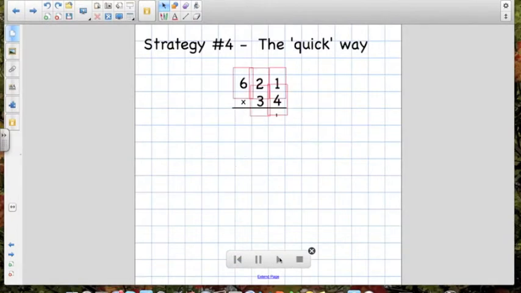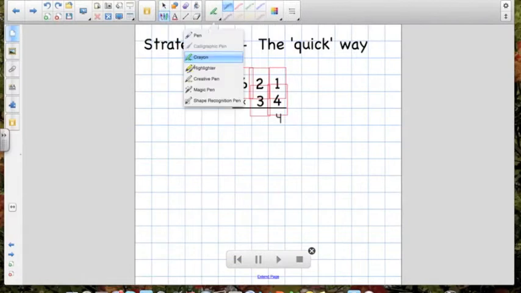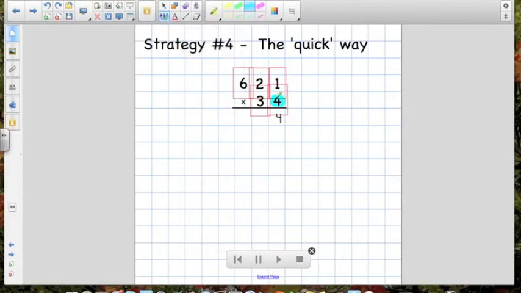Let's take a look at the very last way. This is kind of the quick way that we like to talk about. Set it up on grid paper, and the first thing you're going to worry about is just that digit 4. You're not going to worry about the 3. You're going to pretend like it doesn't exist for right now, and then we will come back to it. So the first thing you do is 621 times 4. 4 times 1 is 4, 4 times 20 is 80, 4 times 600 is 2,400. So we're going to label that. That is what 621 times 4 represents.